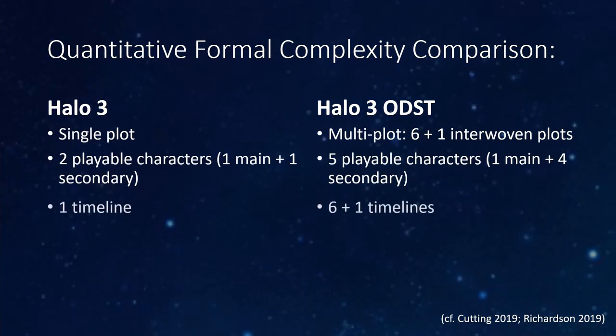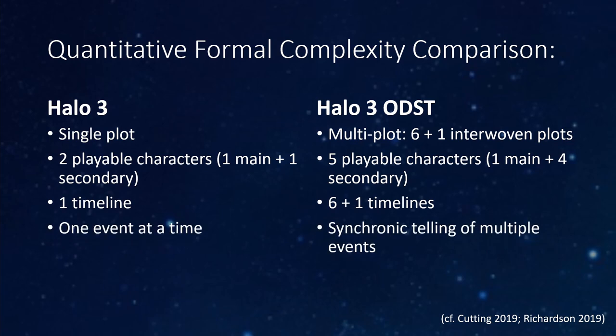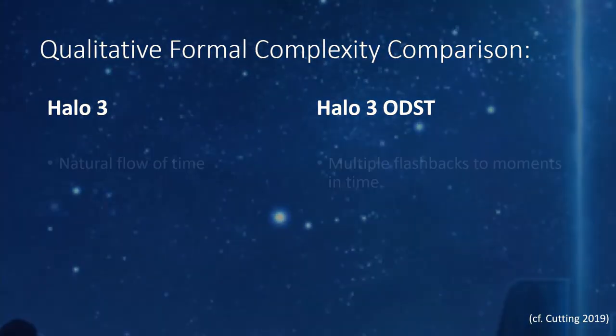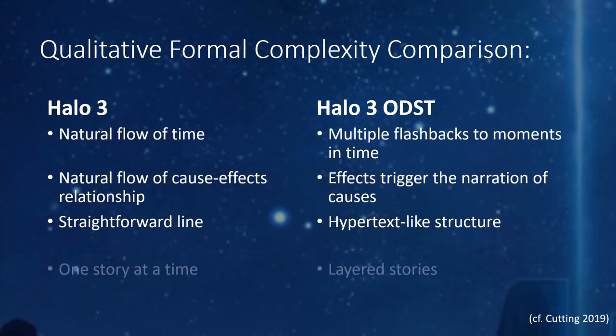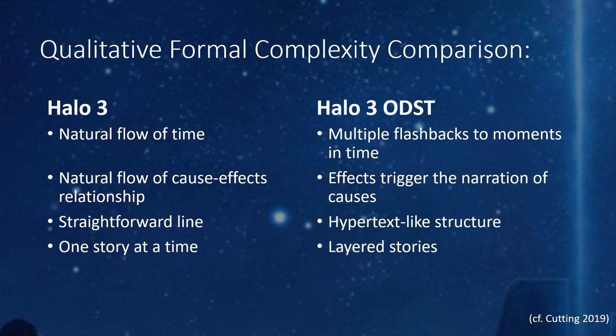So what I found from a quantitative point of view is that Halo 3 has a single plot with two playable characters, one timeline and one event told at a time, while Halo 3 ODST has a multiplot structure with five playable characters, seven timelines, and the synchronic telling of multiple events. From a qualitative point of view, Halo 3 presents a natural flow of time and cause-effect relationship, a straightforward organization of the narrative, and one story presented at a time, while Halo 3 ODST has multiple flashbacks to different moments in time, which permits effects to be presented before causes. It has a hypertext-like structure and presents layered stories.